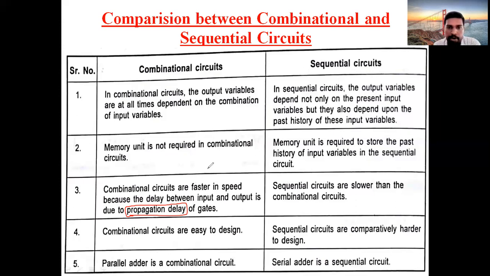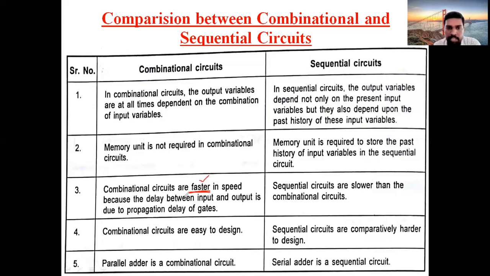Suppose you have an AND gate. The time taken for the AND gate to generate the output from the inputs is called the propagation delay. This delay will be very, very small, simply in nanoseconds. Due to that very small propagation delay, combinational circuits are fast in execution when compared to sequential.